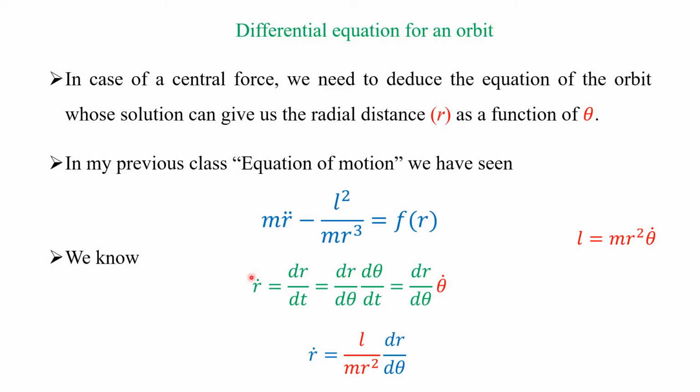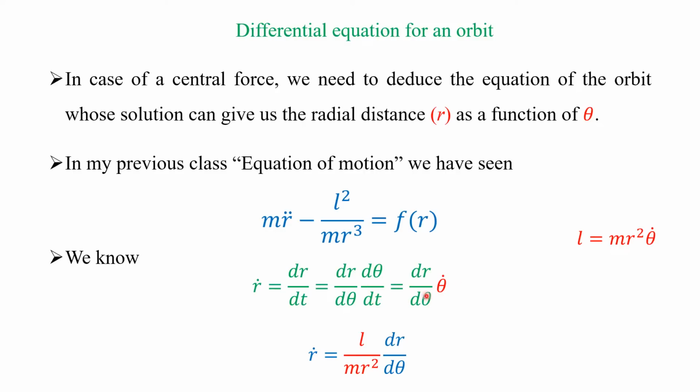Now we are going to see r dot. r dot is nothing but the time derivative dr over dt. So this can be written as dr over d theta multiplied with d theta over dt, which is equal to the first term as it is, dr over d theta, and the second one is theta dot.